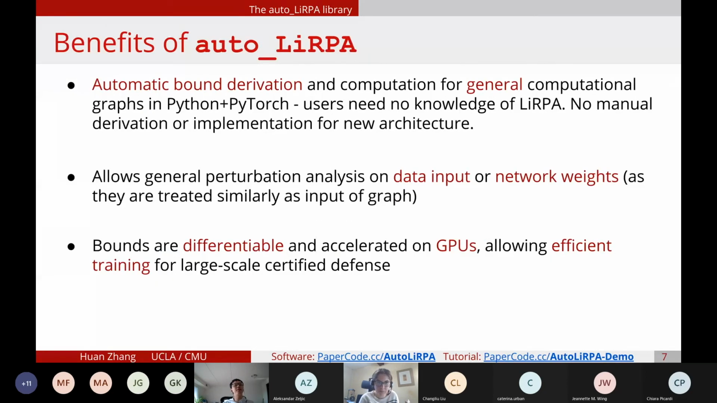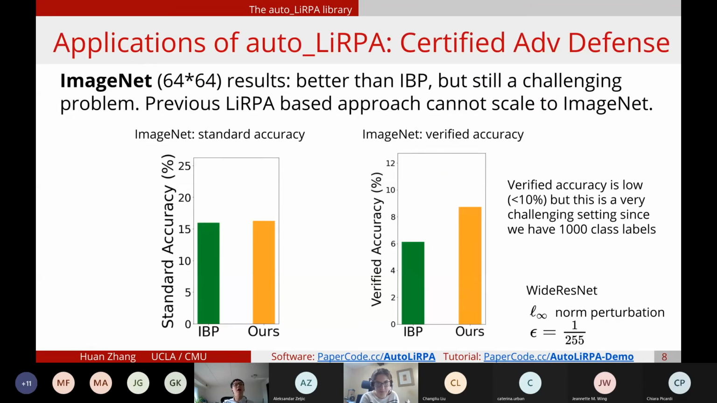And another benefit is that the bounds you get from this automatic library are actually differentiable, and they can be computed efficiently on GPUs thanks to PyTorch. And so this allows us to train large-scale certified defense models. For example, we demonstrate training on the ImageNet dataset, and we can get better results than the existing IBP-based approach.